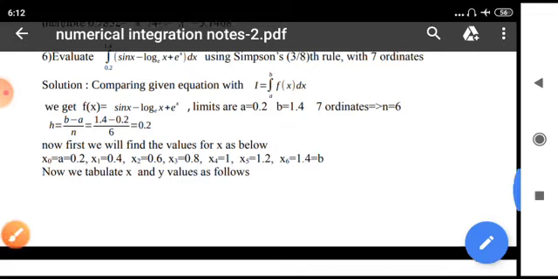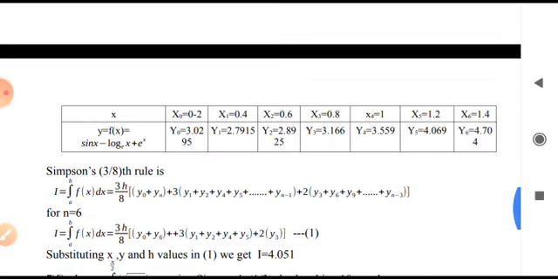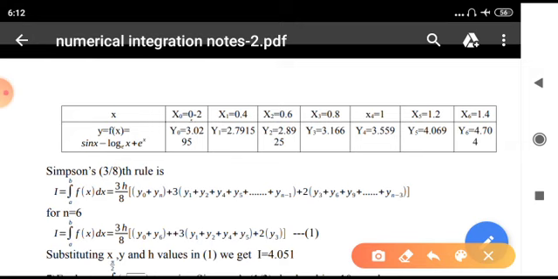Now we will be calculating x and y values as follows. Now when x is 0.2, we will be finding y values. This has to be 0.2, not 0 minus 2. The y value we will be getting is 3.0295. But students, here one thing you have to remember, the function f of x is sin x minus log x plus e power x.